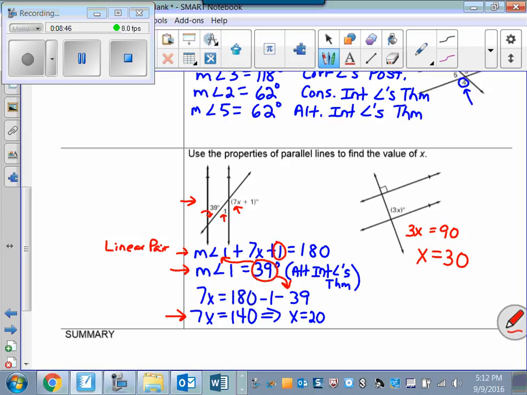This example here, number 2, much easier. How do I know that 3x equals 90? Well, because this angle and this angle, which is a right angle, so its measure is 90 degrees, those are corresponding angles, right? So by the corresponding angles postulate, those two angles are congruent. Therefore, their measures are equal. So 3x equals 90 degrees. Therefore, x is going to be 30. And that's my answer. And that's our lesson for today.